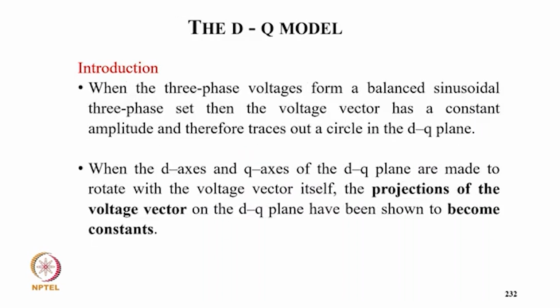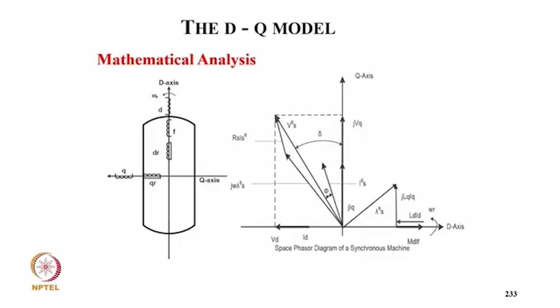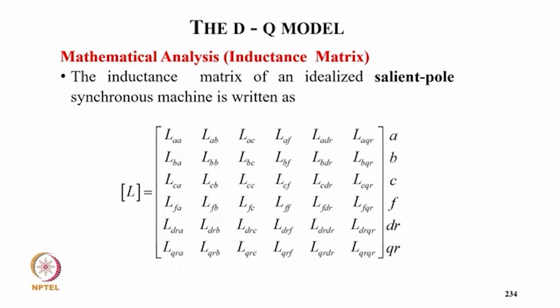When the three-phase voltages form a balanced sinusoidal three-phase set, the voltage vector has a constant amplitude and therefore traces out a circle in the DQ plane. When the D and Q axes of the DQ plane are made to rotate with the voltage vector itself, the projection of the voltage vector on the DQ plane becomes constant, as you can see typically here in the phasor diagram as well as the physical representation of the machine.